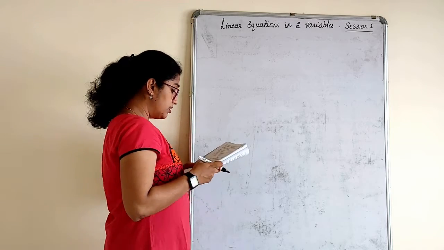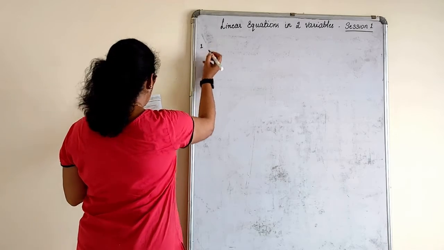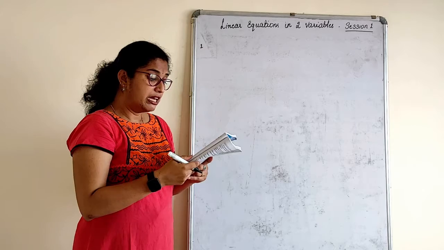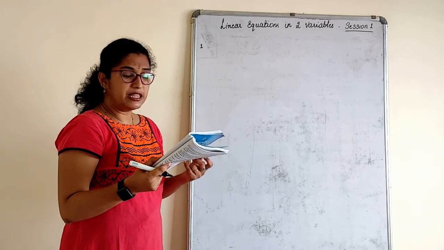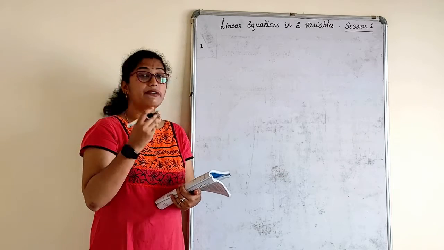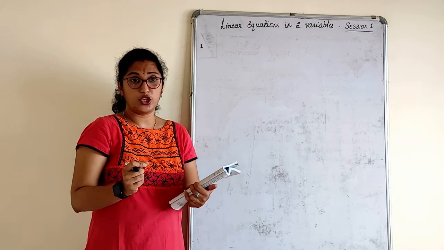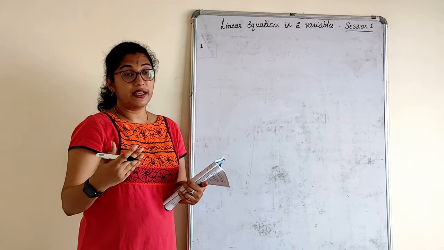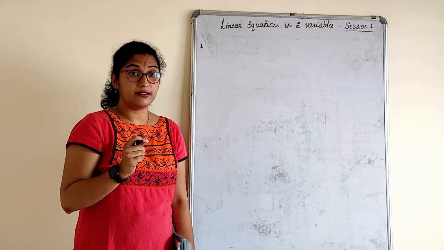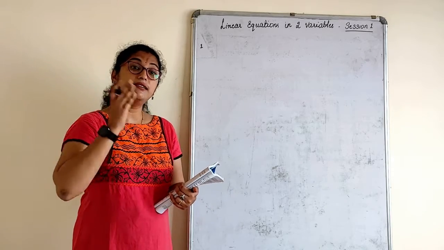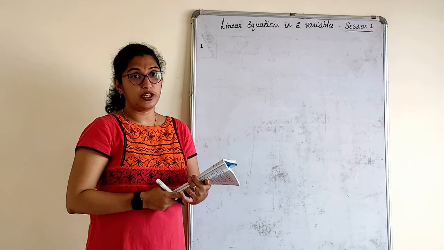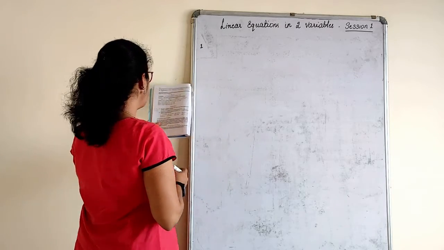The first one: the cost of a notebook is twice the cost of a pen. Write a linear equation in two variables to represent this statement. Now children, this year we will only study how to represent the equation. Next year we will be solving. Why? Because to solve the equation, first of all you should know how to represent it. So we will learn representing an equation in 9th standard, and in 10th standard we will find the solution to this equation also.